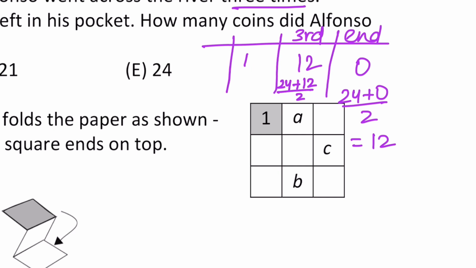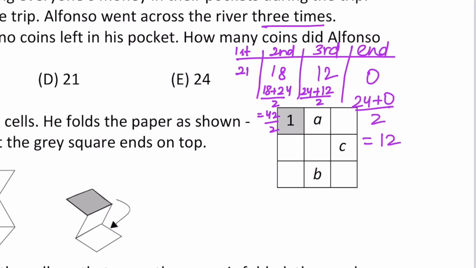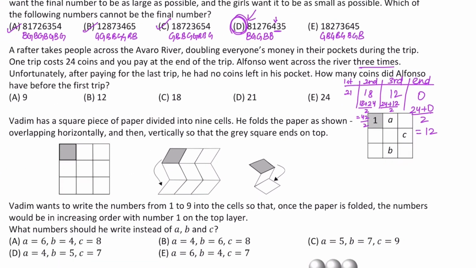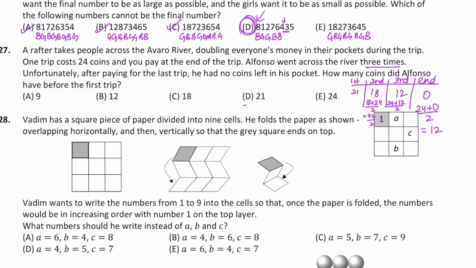36 divided by 2 is 18. So that's for the beginning of the second trip. 18 plus 24 divided by 2. 18 plus 24 is 42. Divided by 2 is 21. So for the first trip he had 21 coins when he started off. So it's a little confusing, but that's how it is.